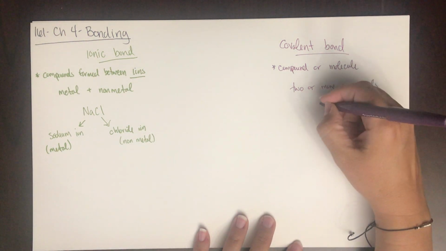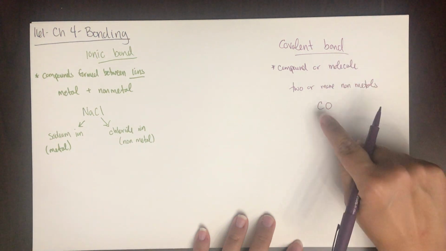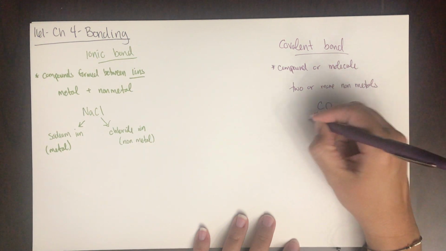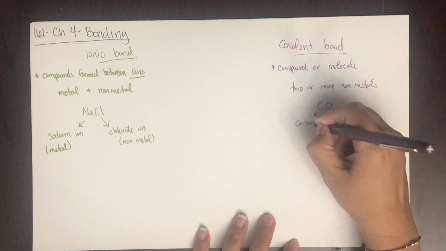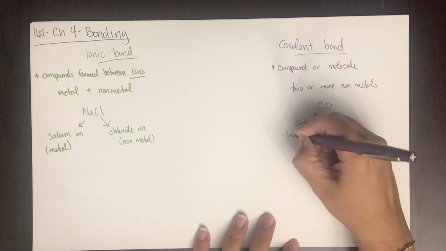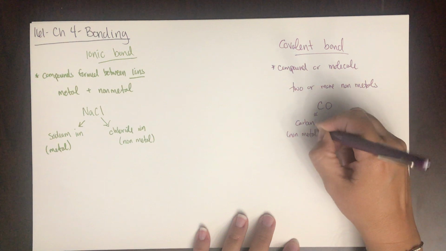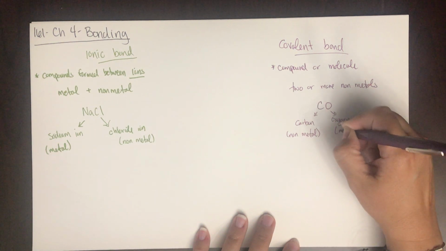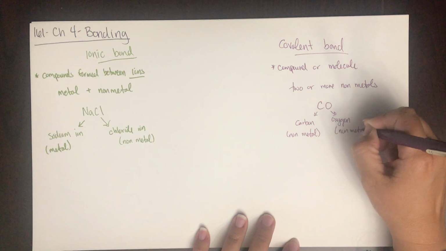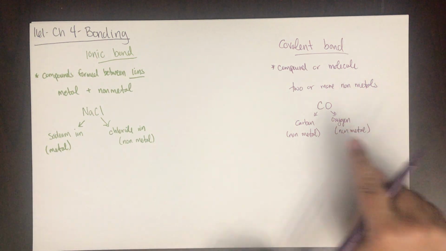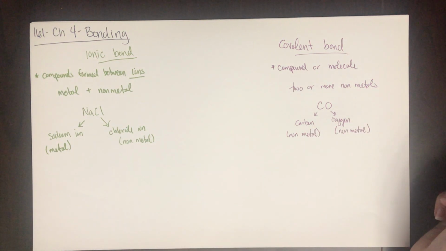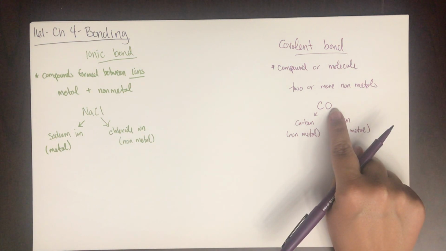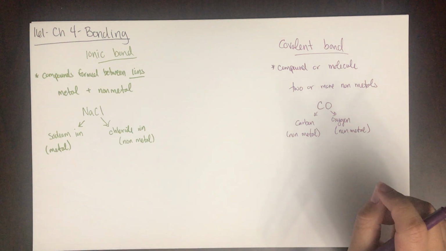So remember, anything on the right-hand side of the periodic table. So let's look at an example. CO, this is carbon and oxygen. So this is carbon, which is a nonmetal. And this is oxygen, which is a nonmetal. So this is between two nonmetals. We would call this carbon monoxide, and we'll learn about the naming of this later.